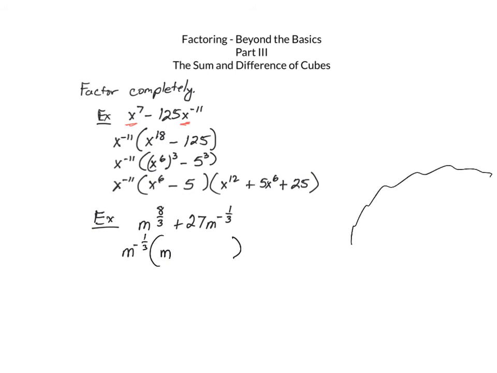Now you can come over here, make a little piece of scratch paper. I'm going to do that. 8/3 minus negative 1/3. You can go ahead and do that on scratch paper. So I have that minus a negative. That makes it a plus. So that is 9/3 or 3. So this is m cubed plus 27.